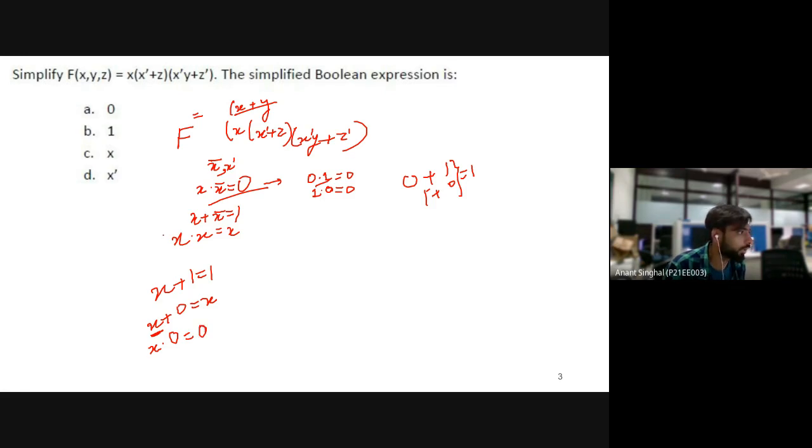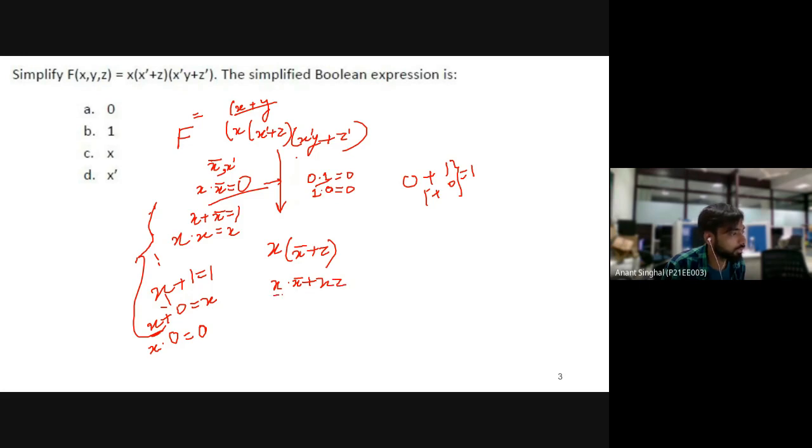Is there any doubt in all these properties that I have written? If anyone has any doubt, you can ask straight away. These are the basic properties that I have written. Okay, so let's start with the question now. This was the expression, so I'll try to write it here. Let's first solve the first two brackets, which is x into (x bar plus z). Then we'll multiply it with the third bracket. It will be nothing but x into x bar plus x into z.